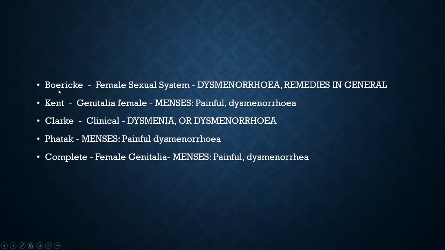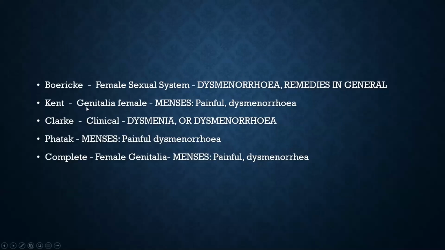Then, in Boericke repertory, again, we have dysmenorrhea, remedies in general. There is no direct rubric for adenomyosis. Like in endometriosis, we had endometriosis. We had, for pelvic inflammatory disease, pelvic inflammatory disease. But for adenomyosis, we do not have a direct rubric. We have to completely rely on the symptoms which they give.